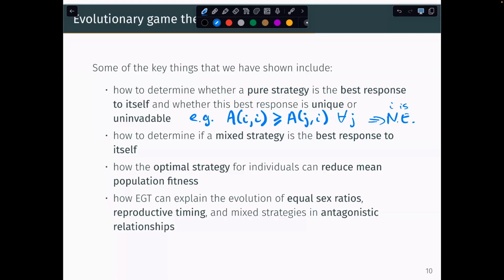This is nice because that means that if you've got a payoff matrix in a symmetric game, you just need to look at each column to see whether the elements on the main diagonal are greater than or equal to all the other elements in that column. That will tell you if you've got a Nash equilibrium.